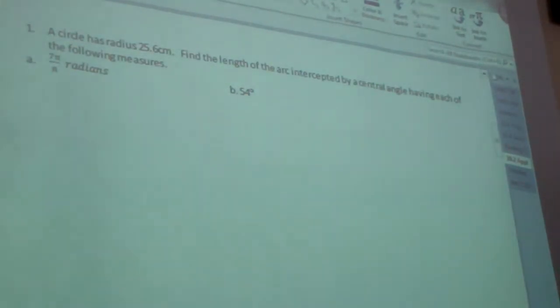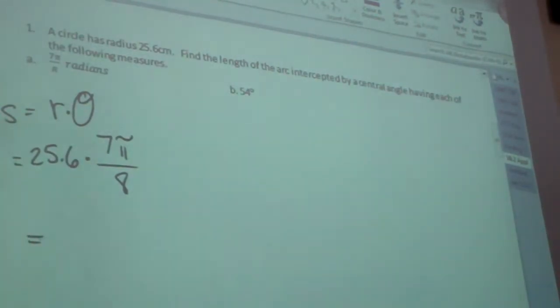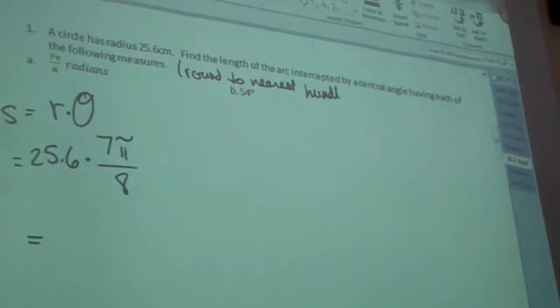All we have to do for this is r times theta. Theta is already in radians. So I just have to do 25.6 times 7 pi over 8. You guys can use your calculators for this. We'll round to the nearest hundredth. Make sure your calculator is in radians mode. The answer is 70.37.